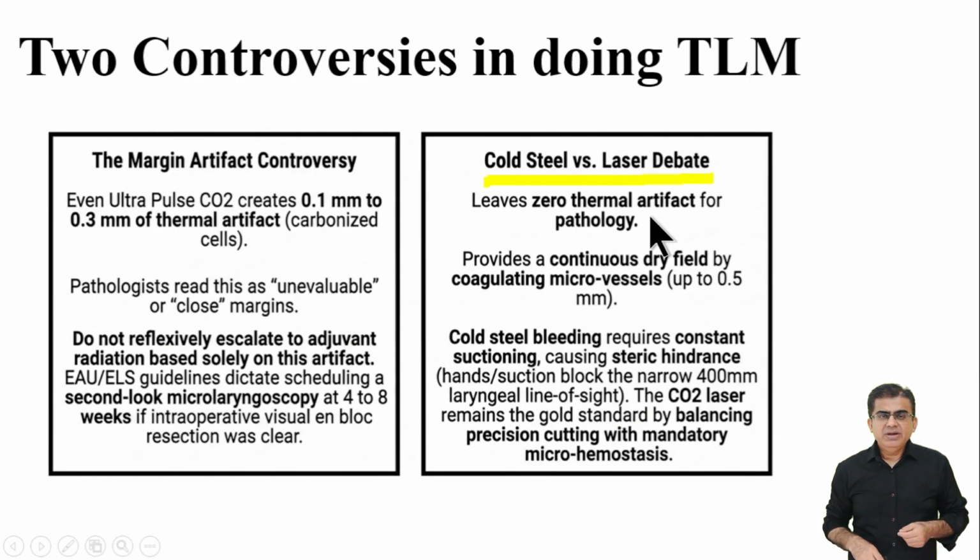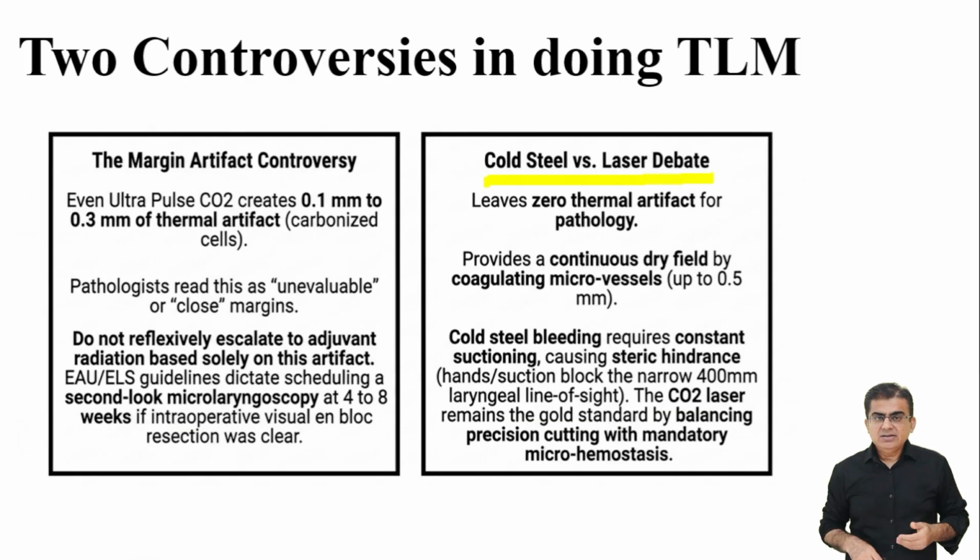Even a single drop of bleeding is a massive problem in the tiny larynx. To see clearly, you must consistently use a suction tube to clear the blood. This creates a massive physical crowding in your surgical space. Your hands and the suction tube will completely block your narrow view at a working distance of 400 millimeters.